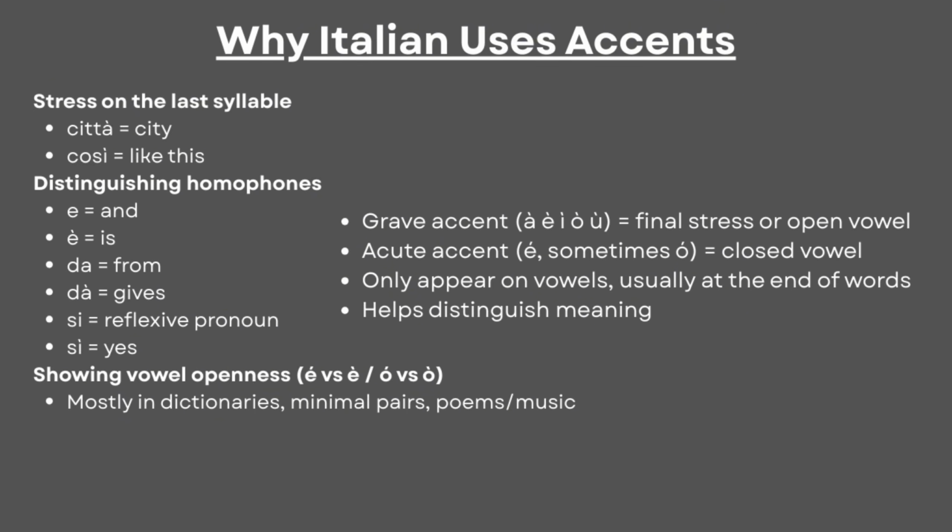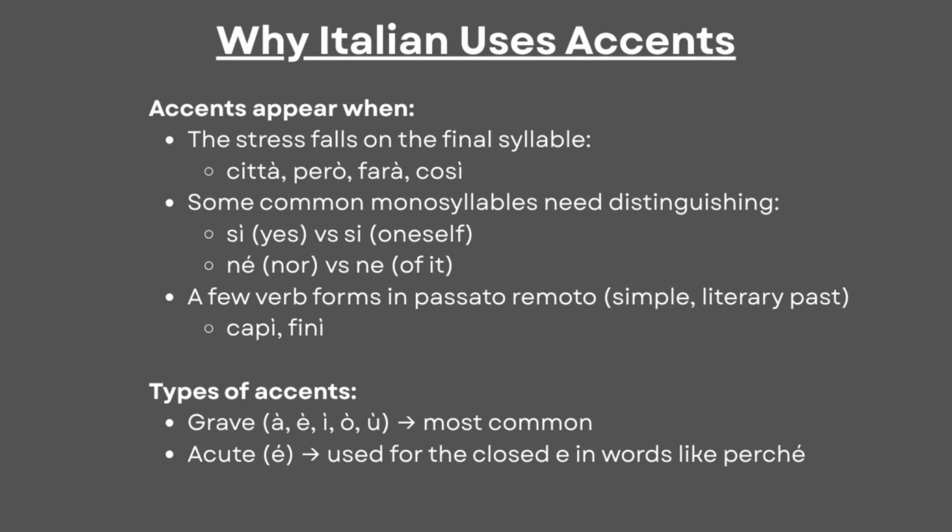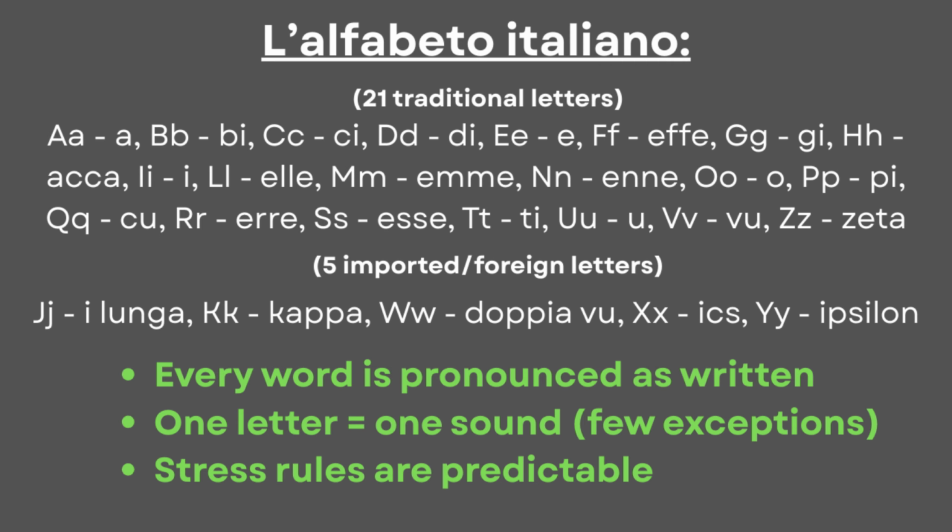In short, Italian has these accents to stress the last syllable of a word, to distinguish homophones, and to show vowel openness, mostly in dictionaries, minimal pairs, and poems or music. Even so, they can distinguish the difference in monosyllables and can appear on a few verb forms, specifically in the literary pasts. Overall, this is how the alphabet, its sounds, and its rules work in Italian. Every word is pronounced as written, one letter equals one sound, with a few exceptions, and stress rules are predictable.